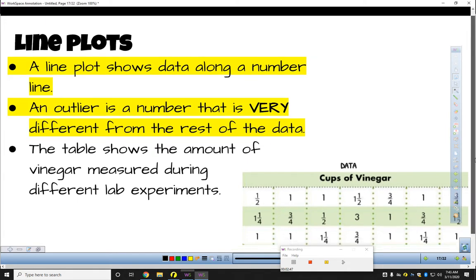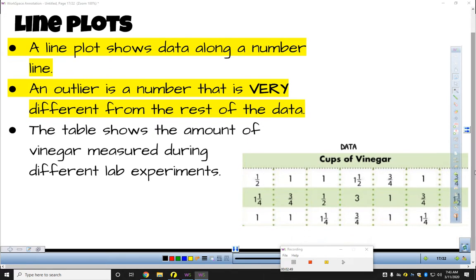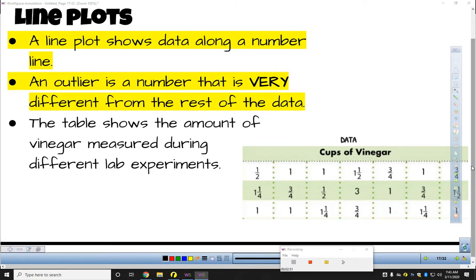So here's some background information on line plots. A line plot shows data along a number line. Okay? An outlier is a number that's very, very different from the rest of the data. For example, you all are 9, 10, and 11. I am 100. My age is very different than the rest of yours. I am an outlier.